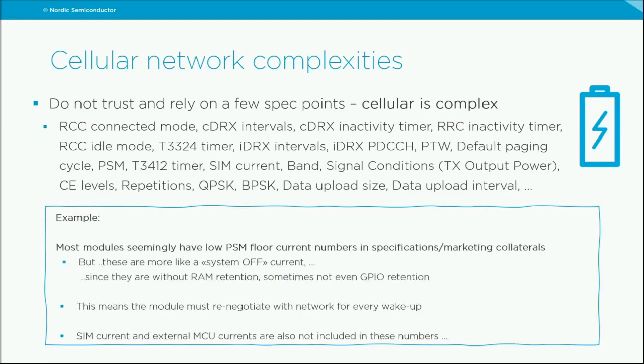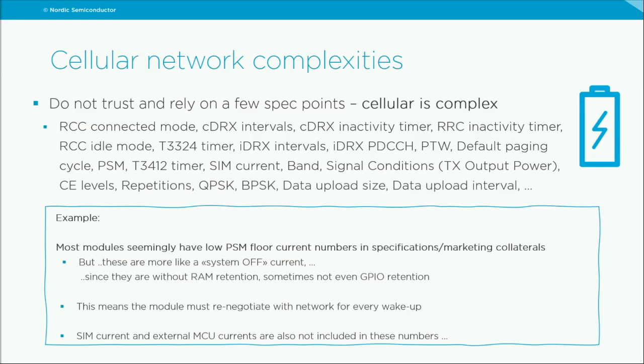Just an example here is that most modules show a low PSM floor current, and that is something that they market and have in a specification. But we also see that most of these are actually more like a system off current, which means that they do not have RAM retention, and sometimes don't even have GPIO retention. So this means that when the module needs to wake up or get out of PSM, it actually needs to renegotiate with the network for each wake up. This takes a lot of power.